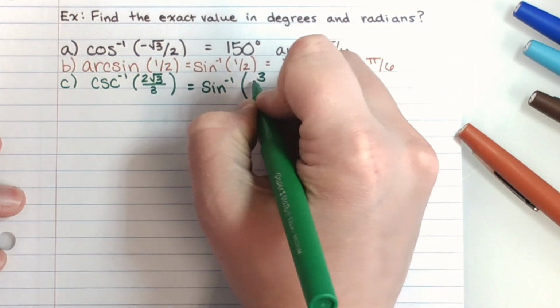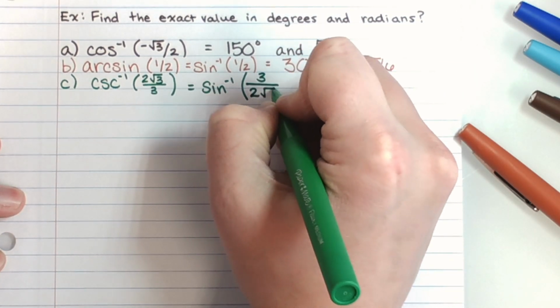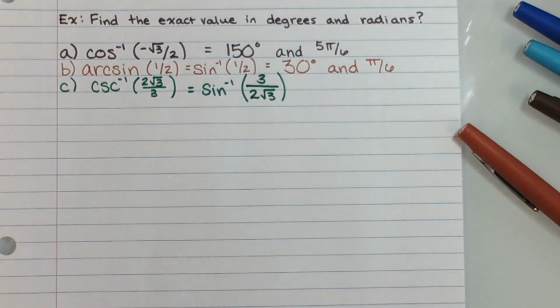So, 3 over 2 square roots of 3. You do not need to rationalize the denominator in order to do inverse trig of this. What do you get? We got some errors and we got some 60s. Did you type it in correctly?